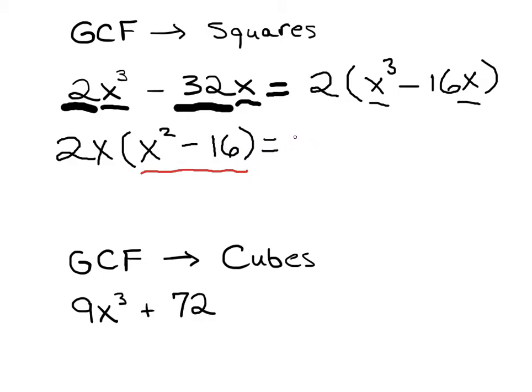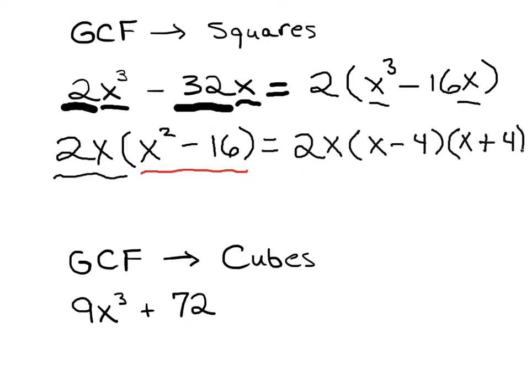So when I factor this completely, I bring over my GCF, which is right here, and I get 2x. But after this, I'm going to factor down this x squared minus 16 into x minus 4. And then the last factor is x plus 4. So now that it's fully factored, there's nothing left I can factor down. I'm done with this problem.